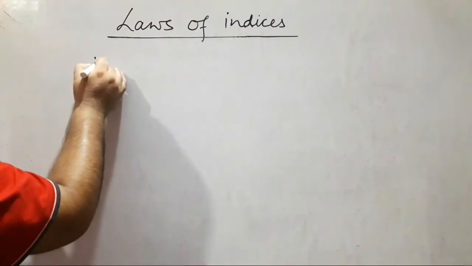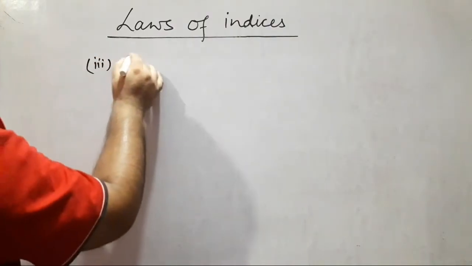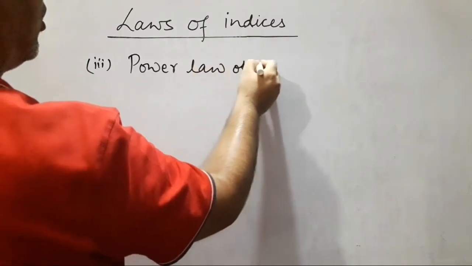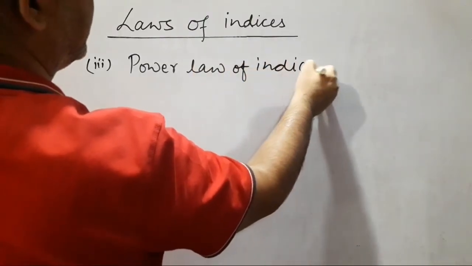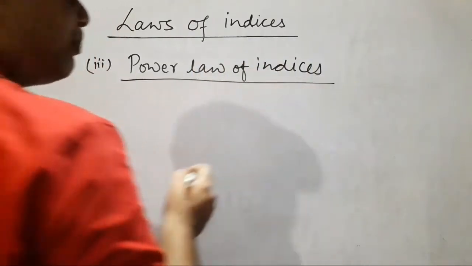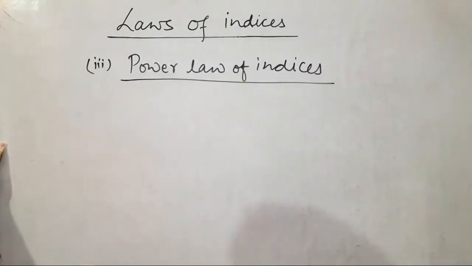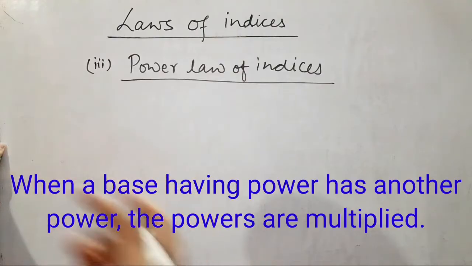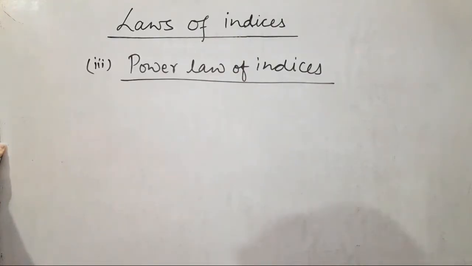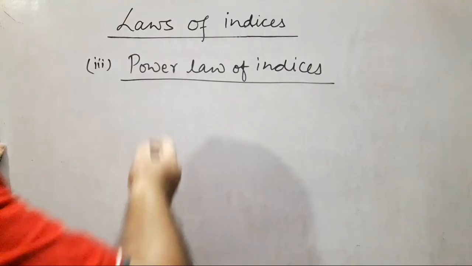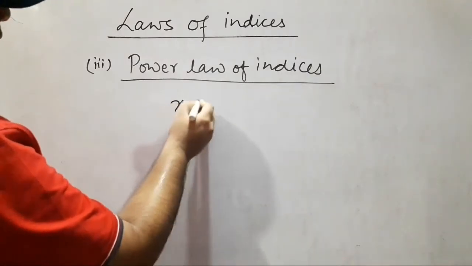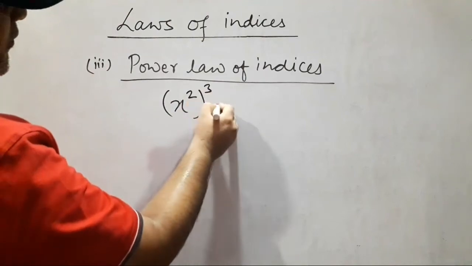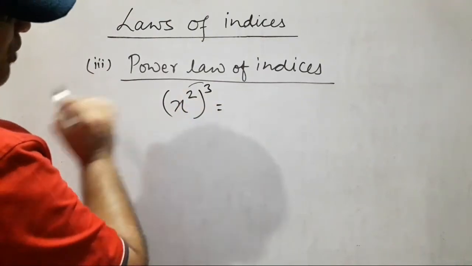The third law is the power law of indices. The power law of indices states that if a base with a power has another power, then the powers are always multiplied. Let's see an example. X power 2, it has another power, then these powers are always multiplied.